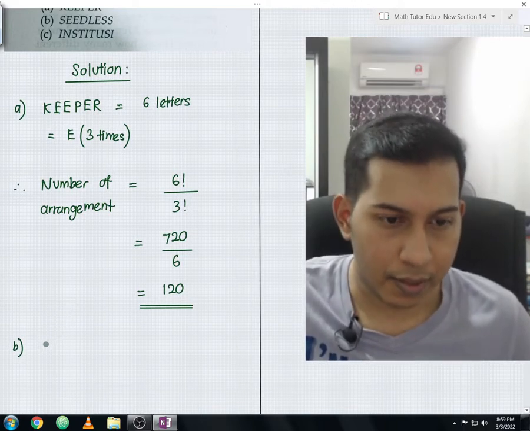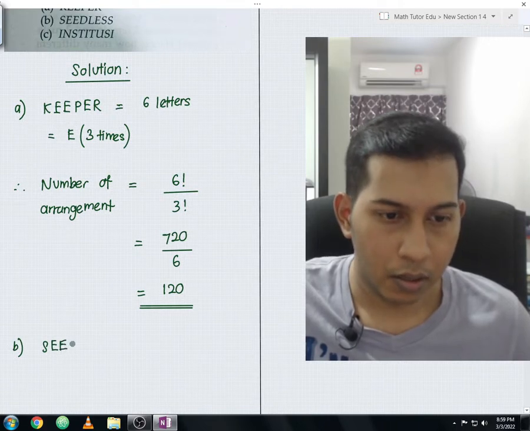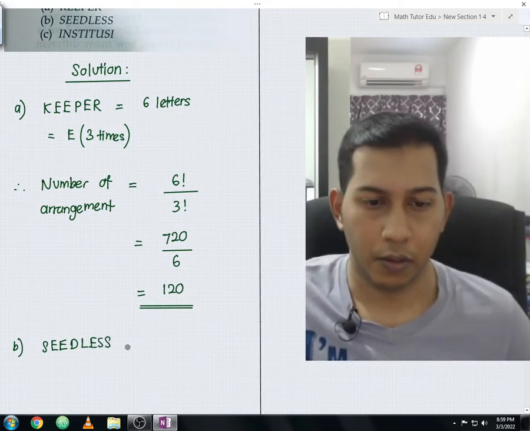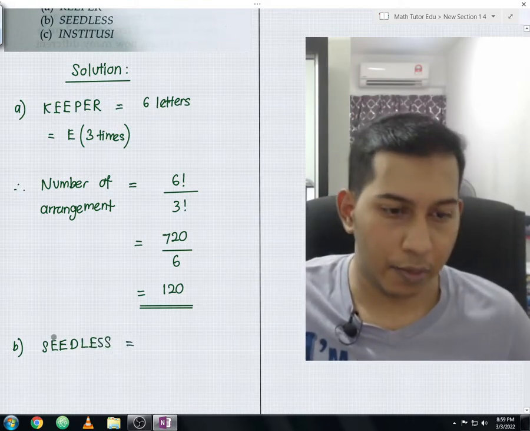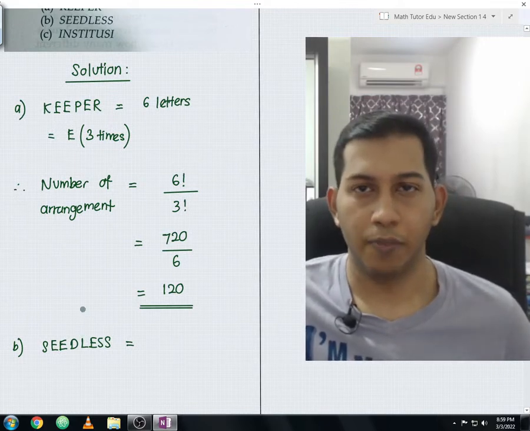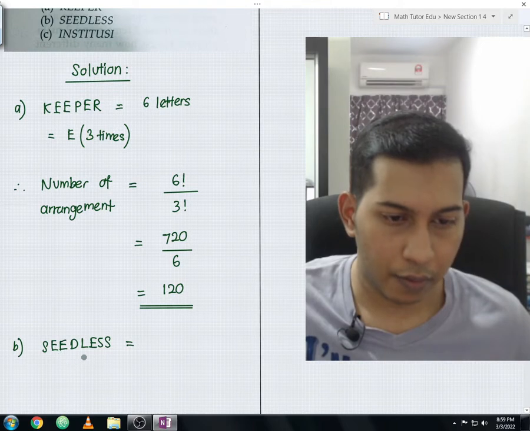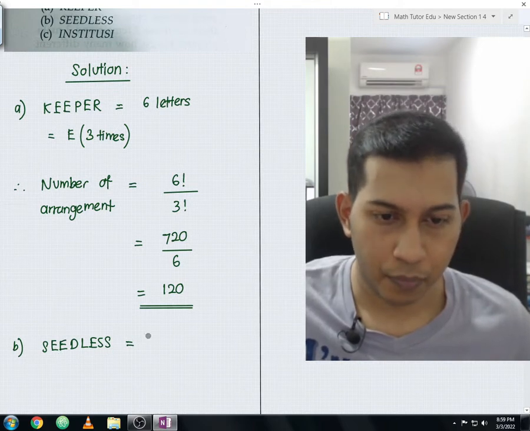So seedless: S, double E, D, L, E, S, S. Step number 1, calculate the number of letters involved to form the word seedless. So 1, 2, 3, 4, 5, 6, 7, 8, so 8 letters.